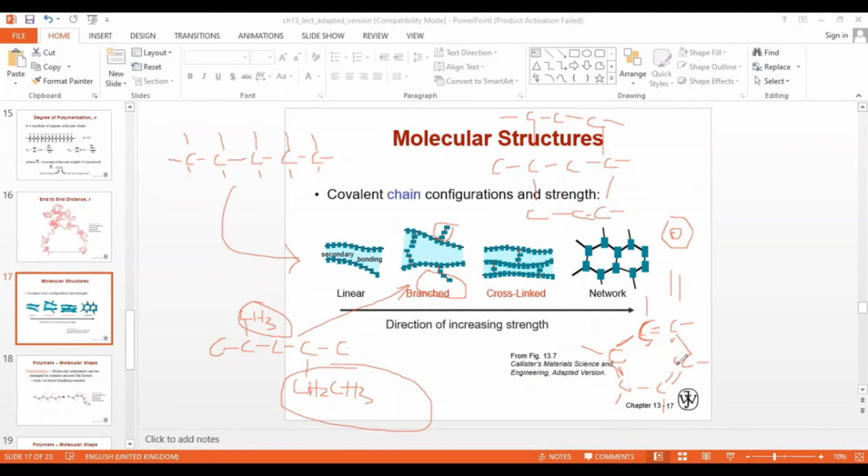But the thing is, this double bond can be broken if it is necessary, right? But usually this double bond will not be broken, right? And that's why they are high in strength, right? That's why they are high in strength. You see, then branched, cross-linked strength. Then the cross-linked network is actually strength. So this is the maximum strength, right? So this is the reason: there are double bonds. If it is necessary, it can be broken, but usually it will not be broken, right? So that's why strength is high for these type of molecules, right?